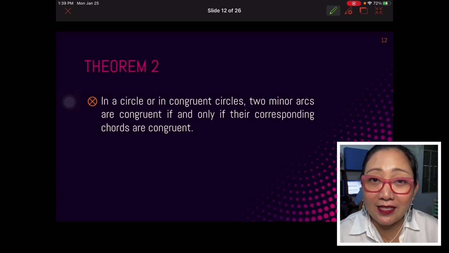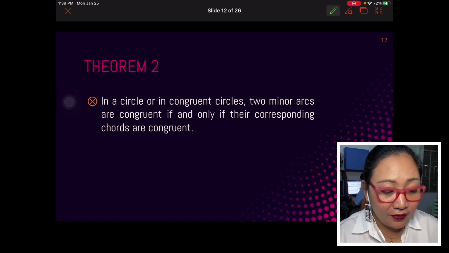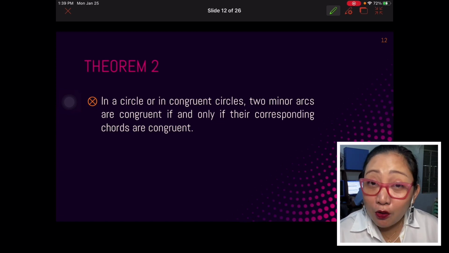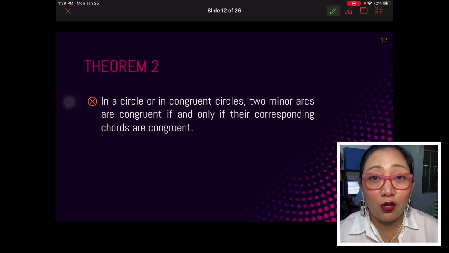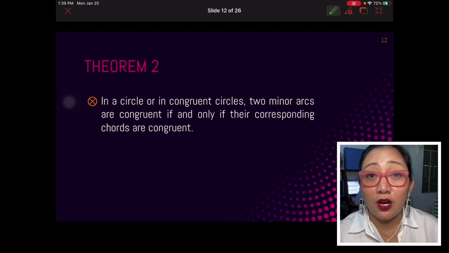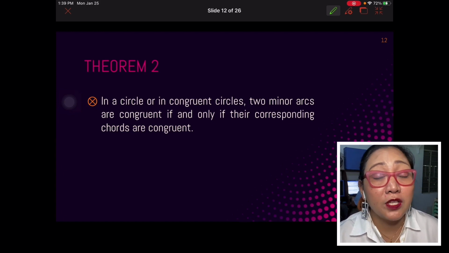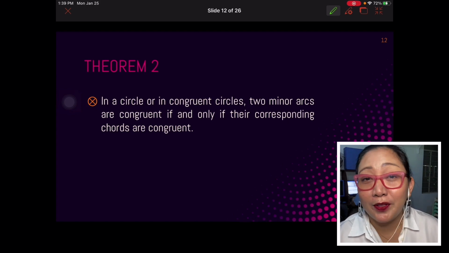So, ano yung if-then statement natin dito? If the chords are congruent, then their corresponding arcs are congruent. The converse naman po, if the arcs are congruent, then the corresponding chords are congruent. So let me show you a visual example of this.